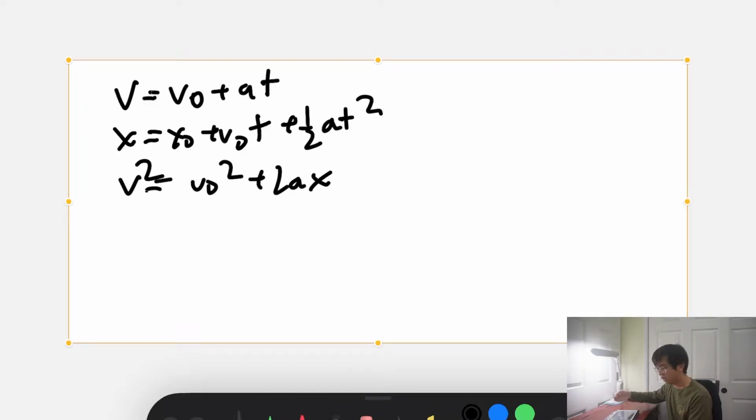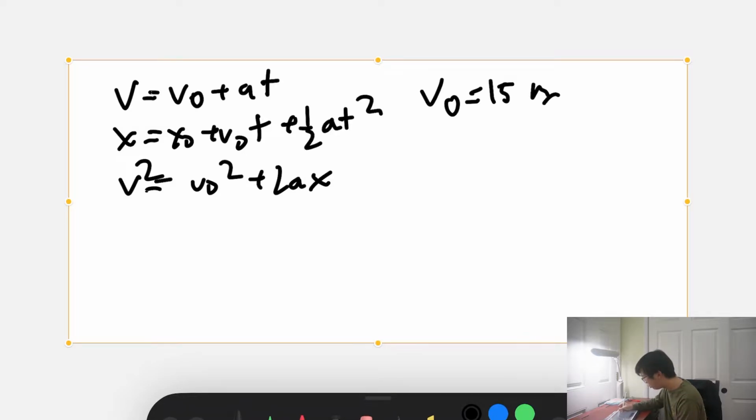Our first step is to take a look at our problem and translate it into variables which we can later substitute into equations. Now, since the car starts at a velocity of 15 meters per second, we can write v0 is equal to 15 meters per second. While it appears we do not have v, or final velocity, we actually do. We mentioned that the car reaches a complete stop at the end, so we can write v equal to 0 meters per second.